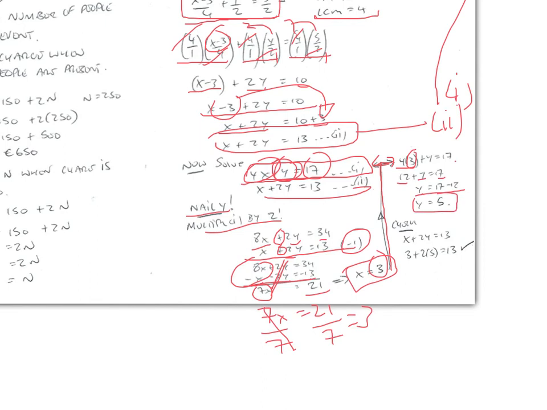And if you have time in the exam, you can check. We'll go with the second equation here. x plus 2y is 13, so our x is 3, plus 2 times our y, which is 5. 3 plus 2 5s, 10. 3 and 10 is 13. That means we're correct.